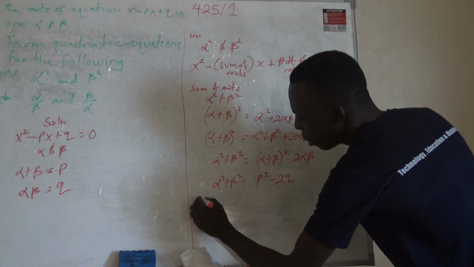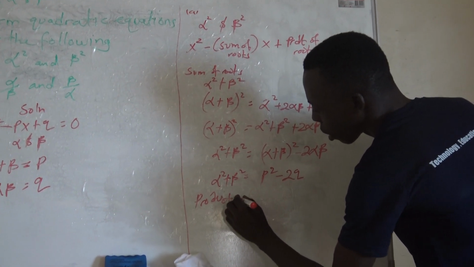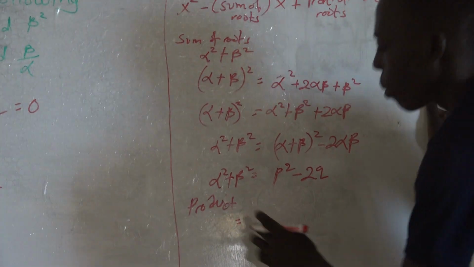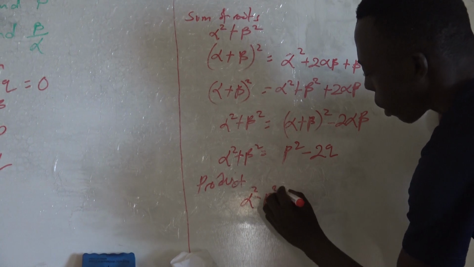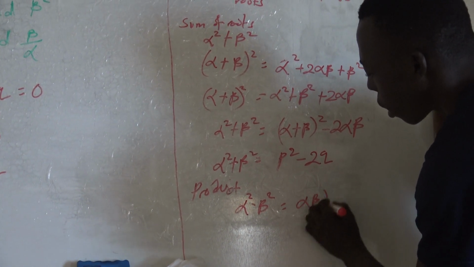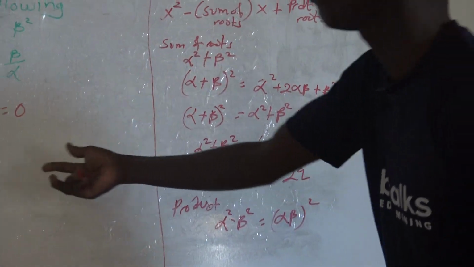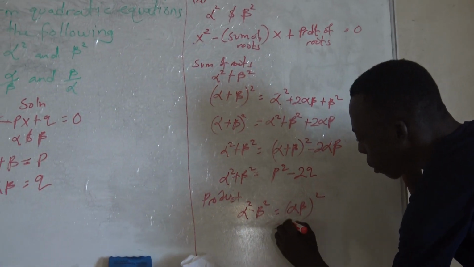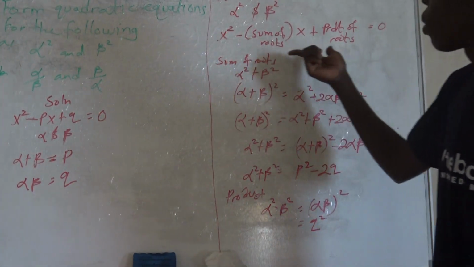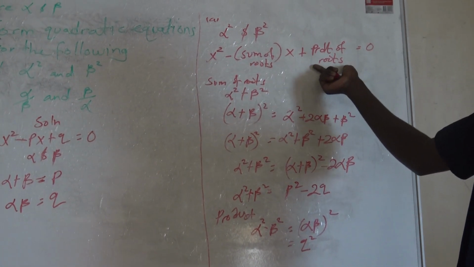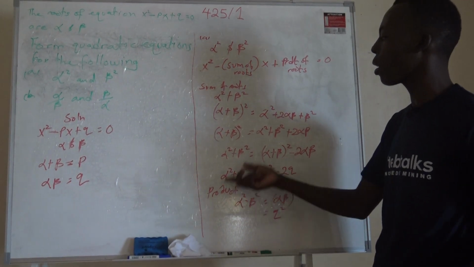The product of roots is the same as saying alpha squared times beta squared, which will give us alpha beta, the whole thing squared. Then substituting the value of alpha beta, which is q, will give us q squared. Then from our general equation of the quadratic, we substitute in the product and the sum.